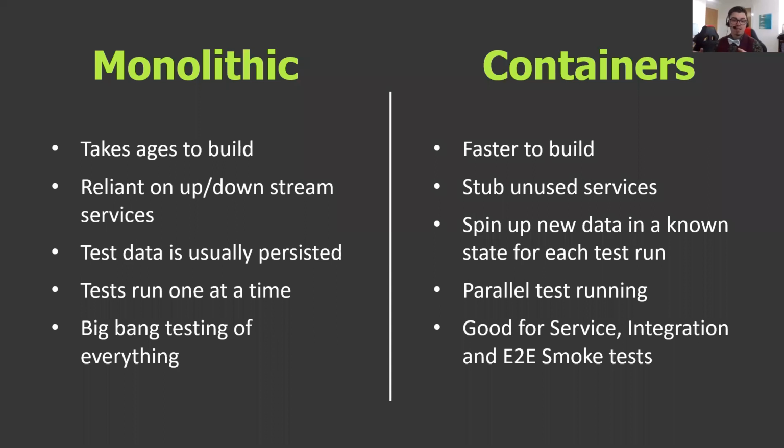And what that tends to result in is a situation where we bundle up a load of code changes and throw them all into our big test environment because we don't want to have to keep building it because it takes so long. The way to fix that is to have containers because they're faster to build. We can stub our unused services. We can spin up new data each time we build very quickly so that we've got a known state for running our automation tests. We can parallelize our tests.